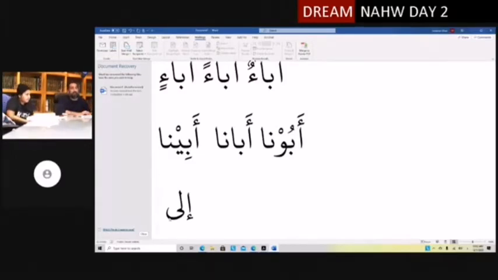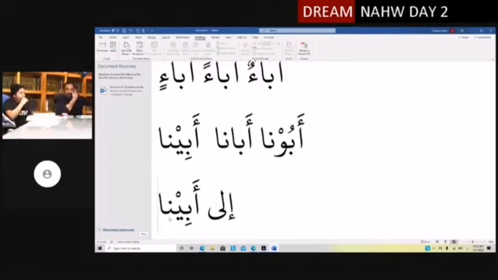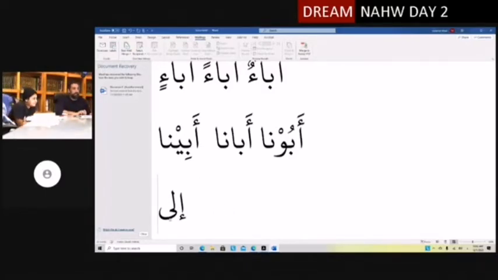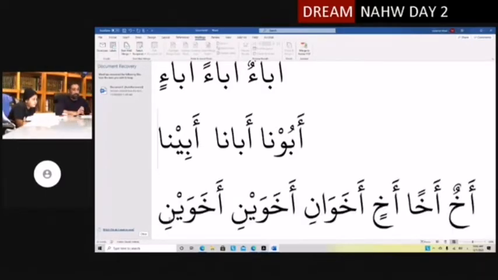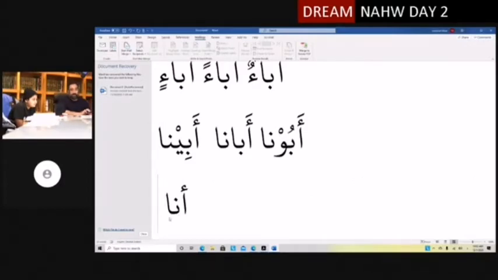Jar. The Yusufu wa akhuhu ahabbu ila abina, to our father. But this time, instead of Abu, it was Abi. Okay. Now here's the tricky one. What's the attached version of ana? Ana means I. What's the attached version? Ni or e.